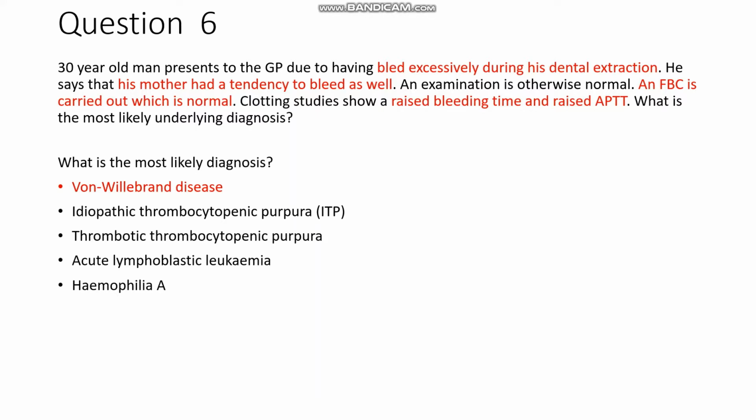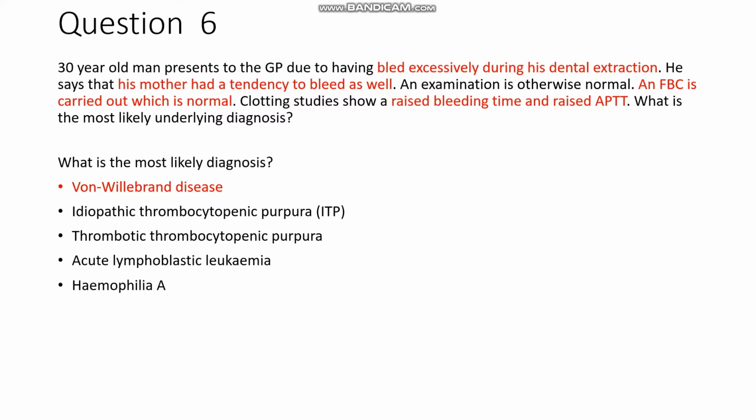Now you're probably wondering, hang on, there's a genetic component. Could it be Haemophilia A? Especially if we see a raised APTT. And he is a male, but the thing is, if his mum is having a tendency to bleed, remember, haemophilia tends to be X-linked recessive, so it would be strange to see his mum being affected by haemophilia. She may be a carrier, but in a carrier, you wouldn't expect to see the bleeding.